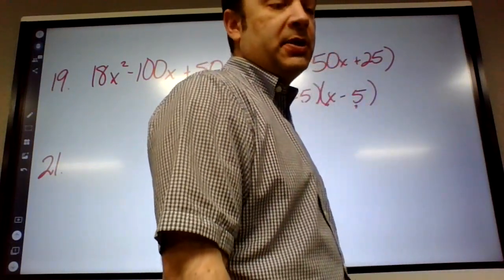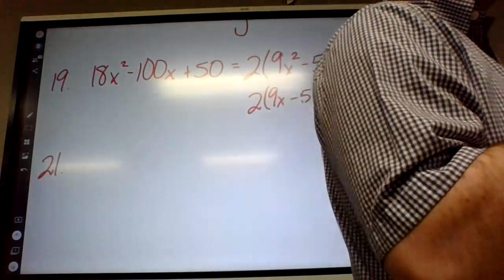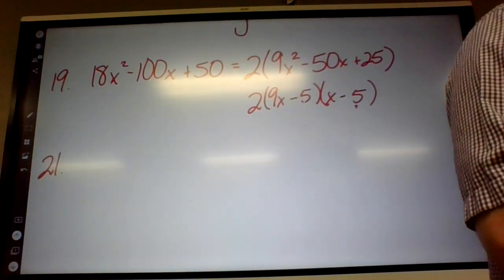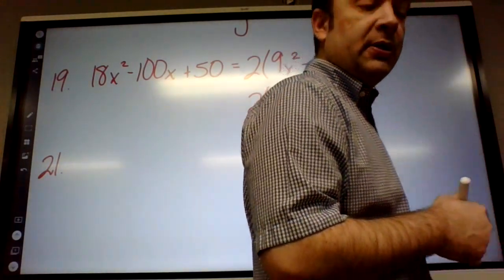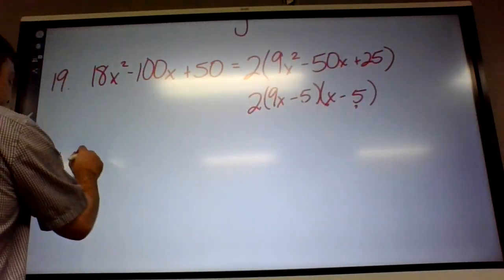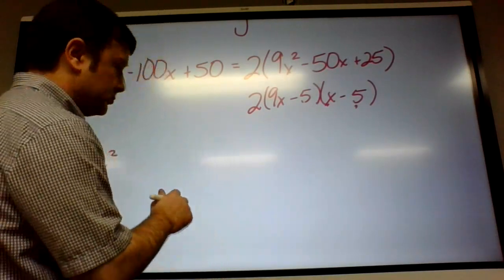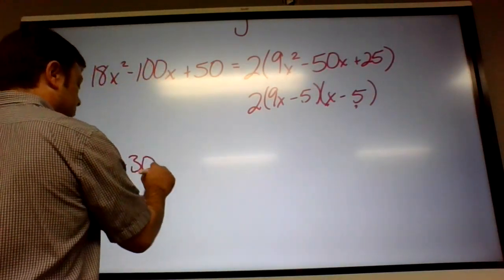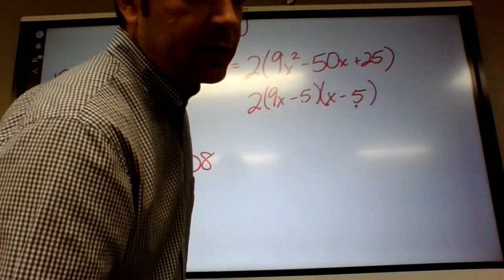2x squared minus 30x plus 8. So 21 just says factor completely. This means do as much as you can. It's kind of like the last section. 2x squared minus 30x plus... Alright, did I copy that right?